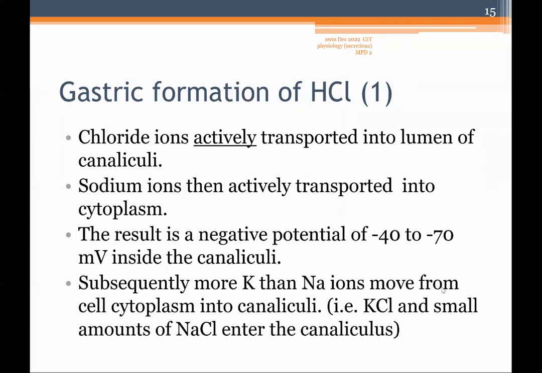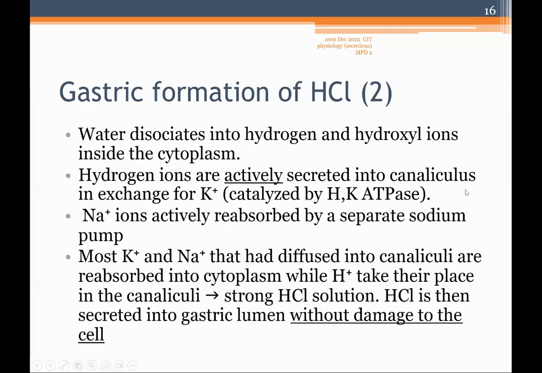And then eventually what is going to happen is you're going to have more potassium than sodium ions moving from the cell cytoplasm into the canaliculi. So what you're going to get is the formation of potassium chloride and small amounts of sodium chloride, which is going to enter the canalicular space that we talked about.